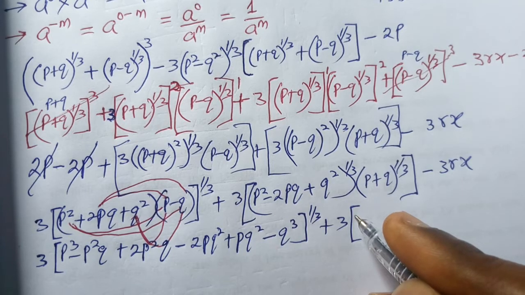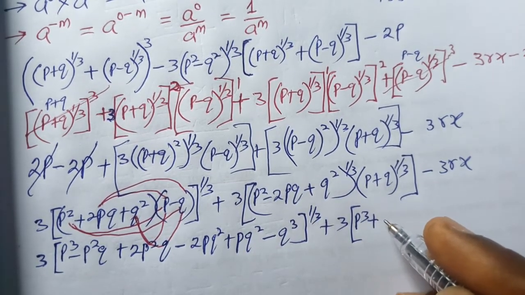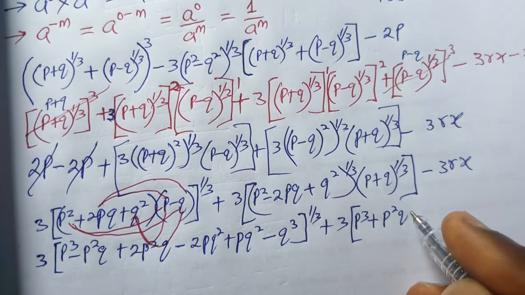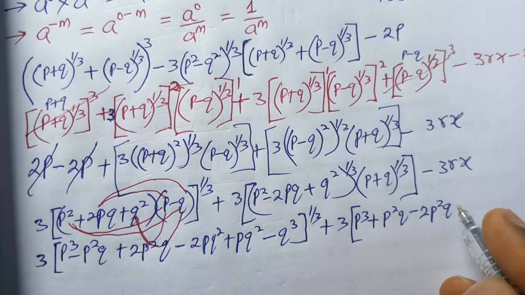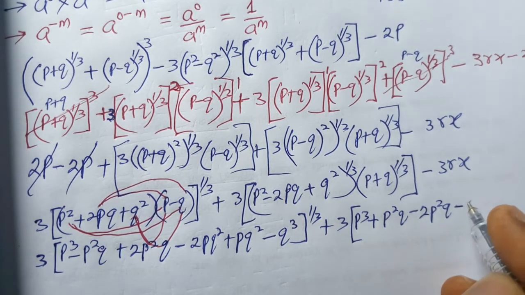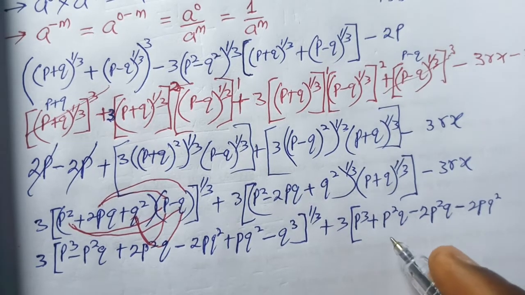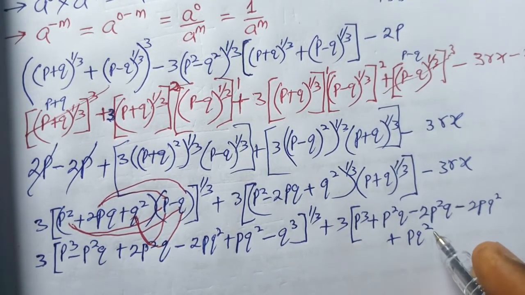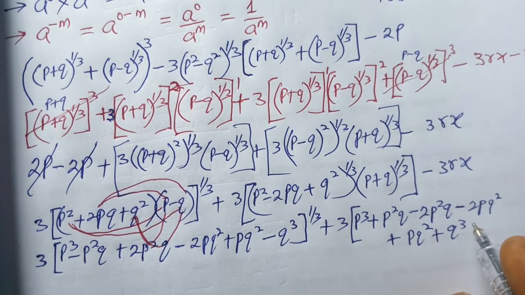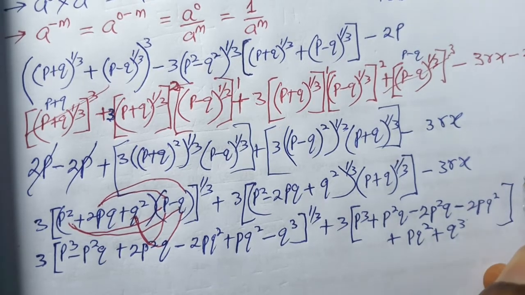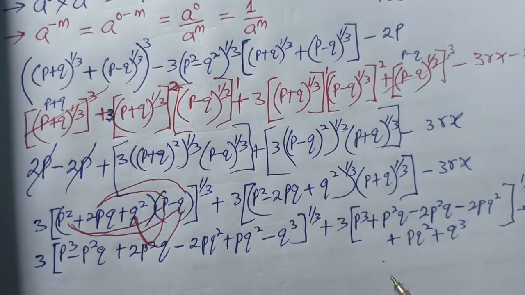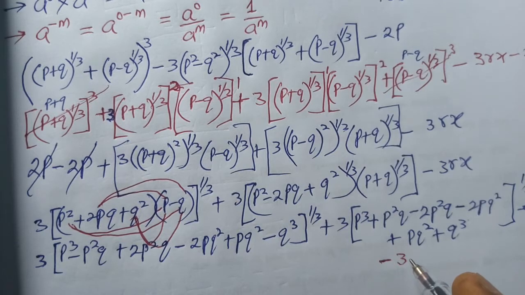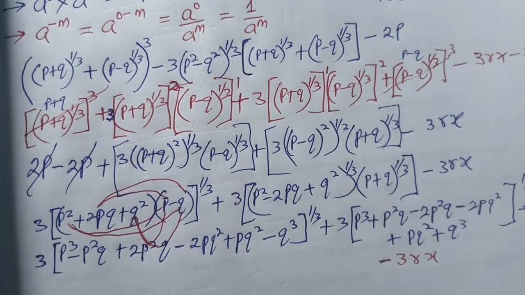If we open it up, we have p cubed plus p squared q minus 2p squared q minus 2pq squared plus pq squared plus q cubed, all raised to power 1 over 3. Remember, minus 3rx, minus this 3rx.